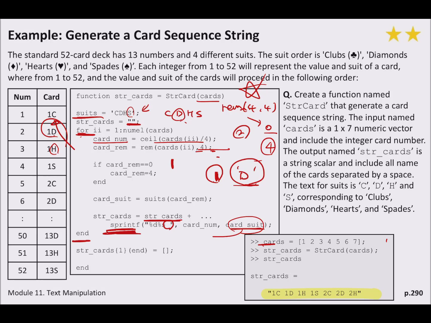Does it make sense? Okay. But at the end, we did a minor revision. Why? Here we generate an empty space to separate the card number. But at the end, we don't need this empty space, right? So how do we remove this empty space?